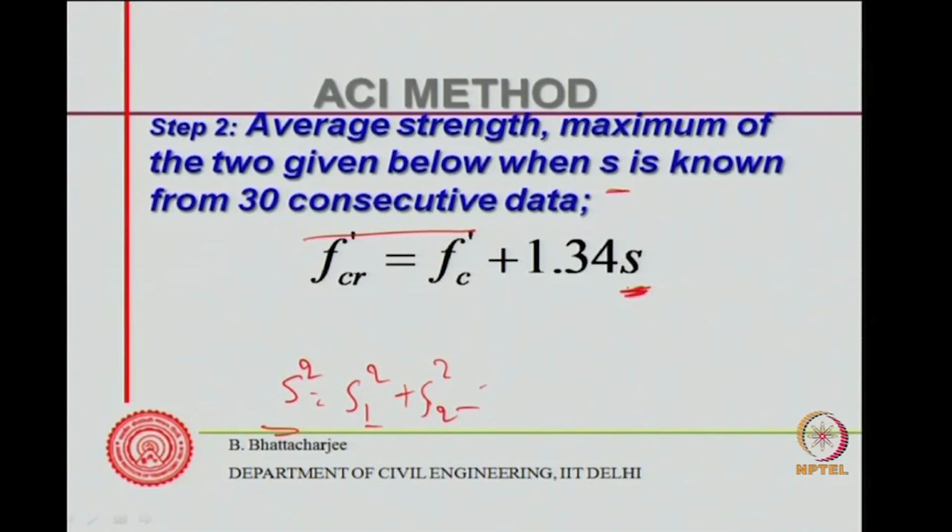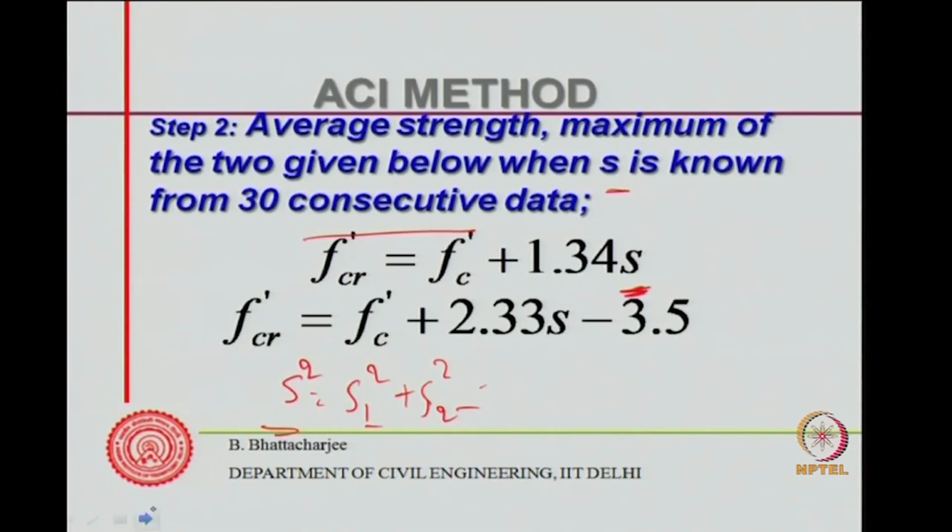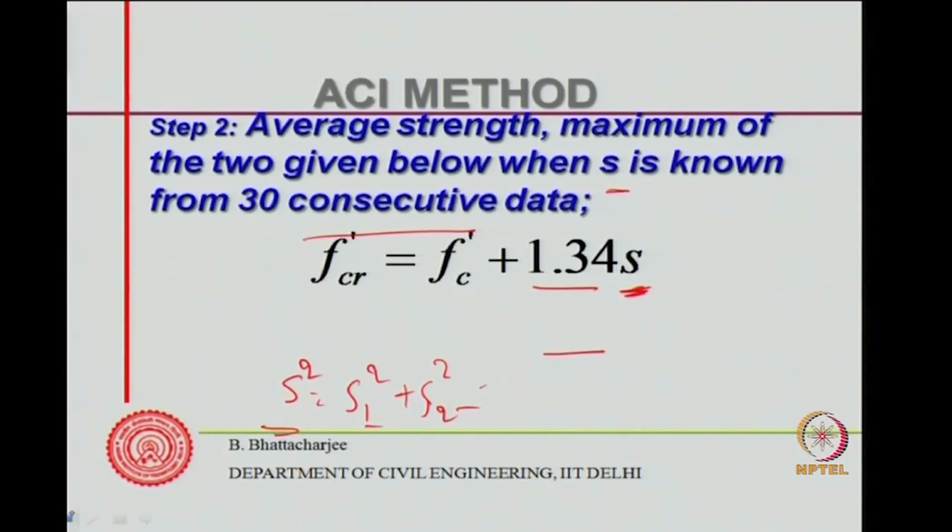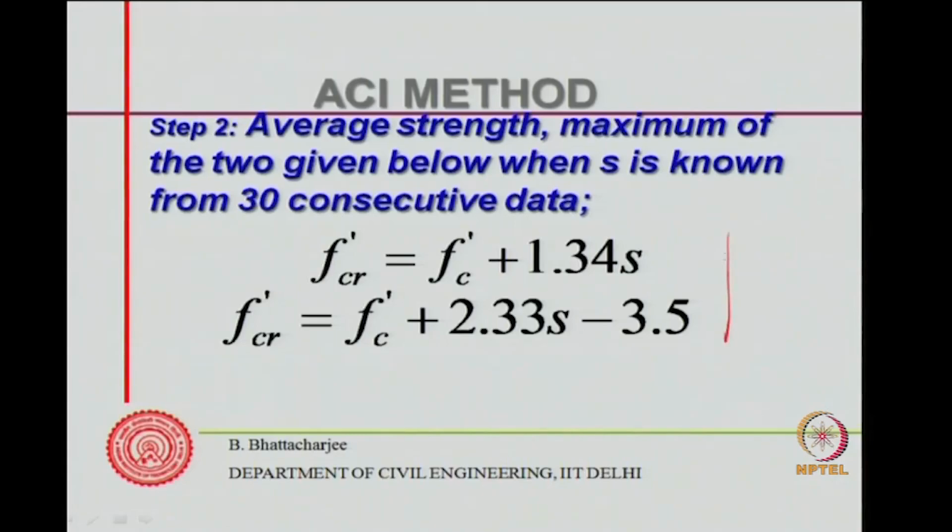So, when you know S, you find out the strength as the maximum of the two given below, that means either this or this. So, when nothing is known, you find out from the table. When it is known, then you find out from these two formulas, whichever is greater, maximum of the two given below, that is this, your cylinder strength plus 1.34 standard deviation, or this, FC dash plus 2.33 S minus 3.5.